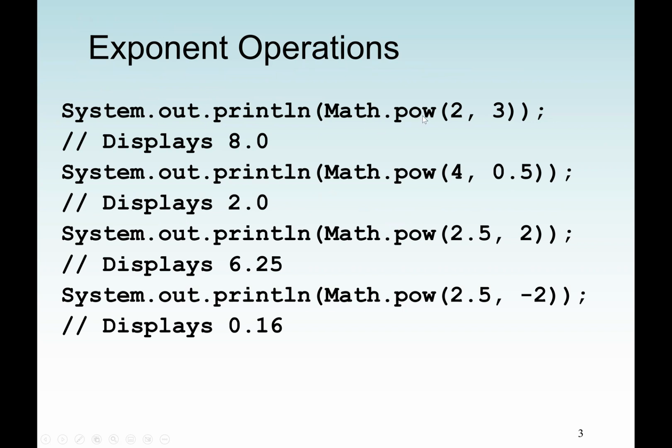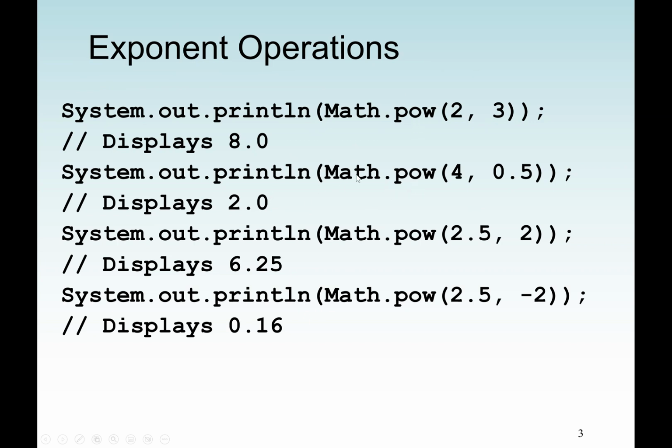Now here we can use the power function. For example, Math.pow, which is the power function, takes two arguments. The first is the base and the second is the exponent. So pow(2, 3) means 2 to the power 3, and if we print this, our answer will be 8.0. In Java, Math is a class, and it consists of many mathematical functions such as trigonometry, sine, cosine, square root, absolute values, etc.